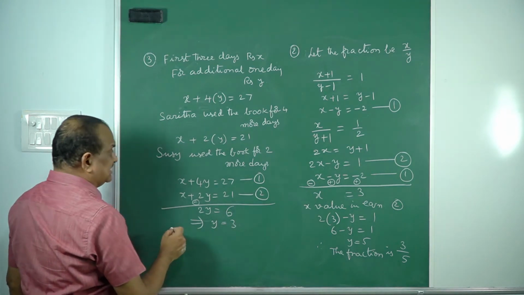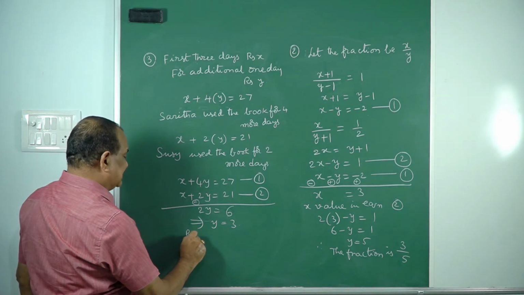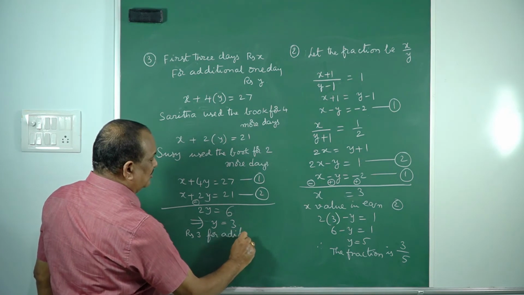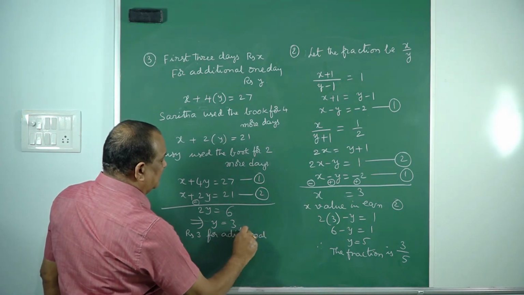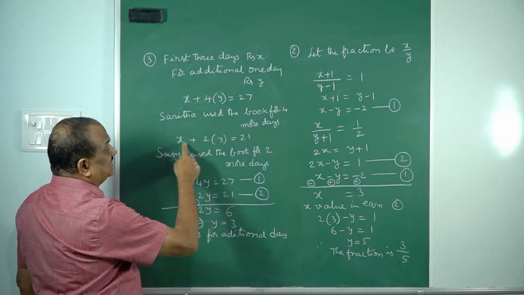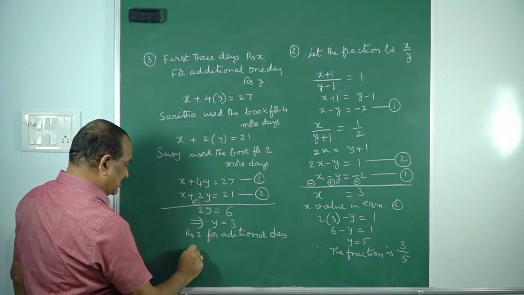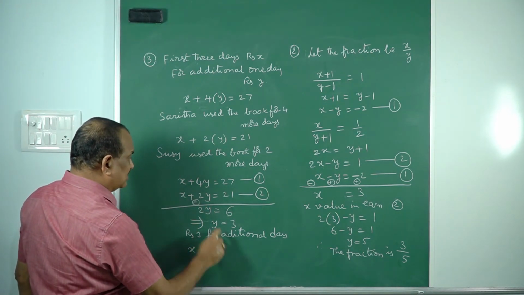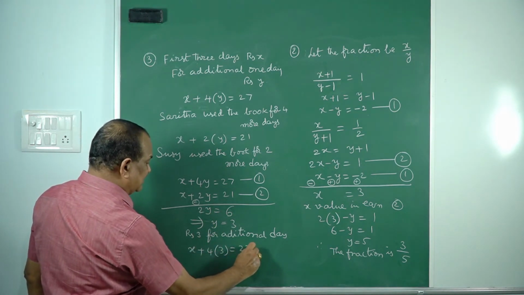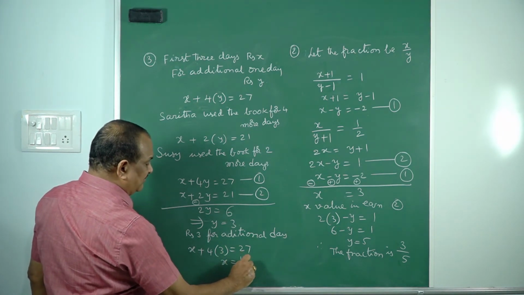So 3 rupees is the charge for the additional day. Okay, and let us substitute the y value in this equation, maybe the first equation or second equation. Let us substitute in the first equation. x I should find out. 4 times the y value I got, which is 3, and that is 27. And x is equal to 27 minus 12, that is 15.